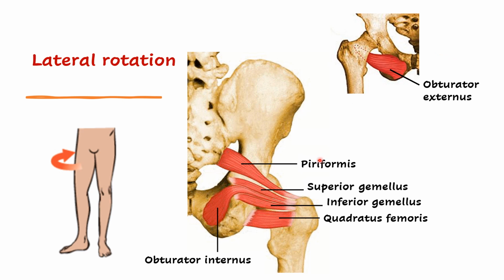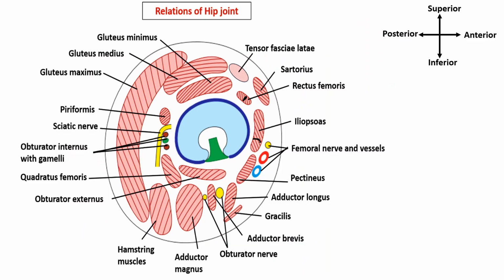So again I'll repeat: piriformis, then we have obturator internus with the superior and inferior gemelli, quadratus femoris and obturator externus. These are the muscles responsible for lateral rotation along with sartorius. So sartorius is the muscle which actually helps in three movements, that is flexion at the hip joint, abduction at the hip joint and lateral rotation at the hip joint.